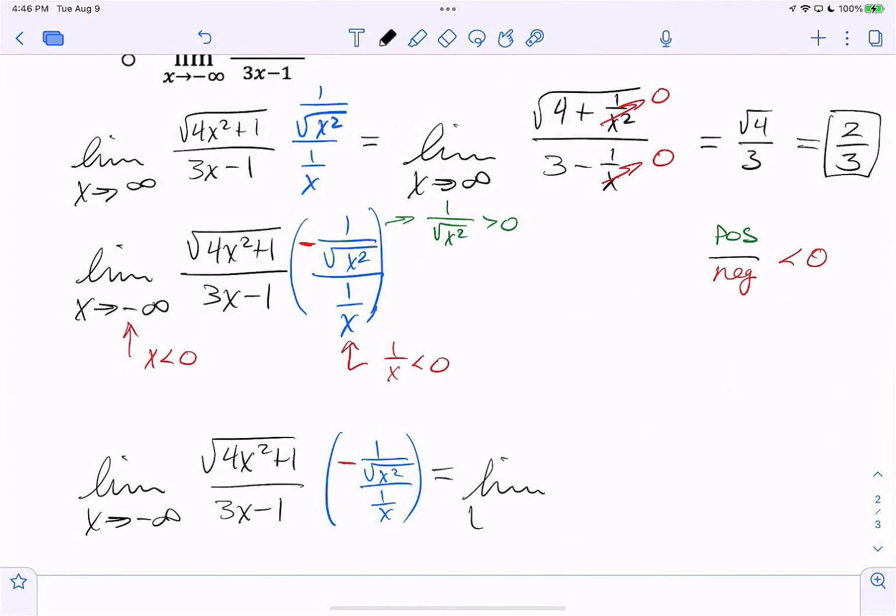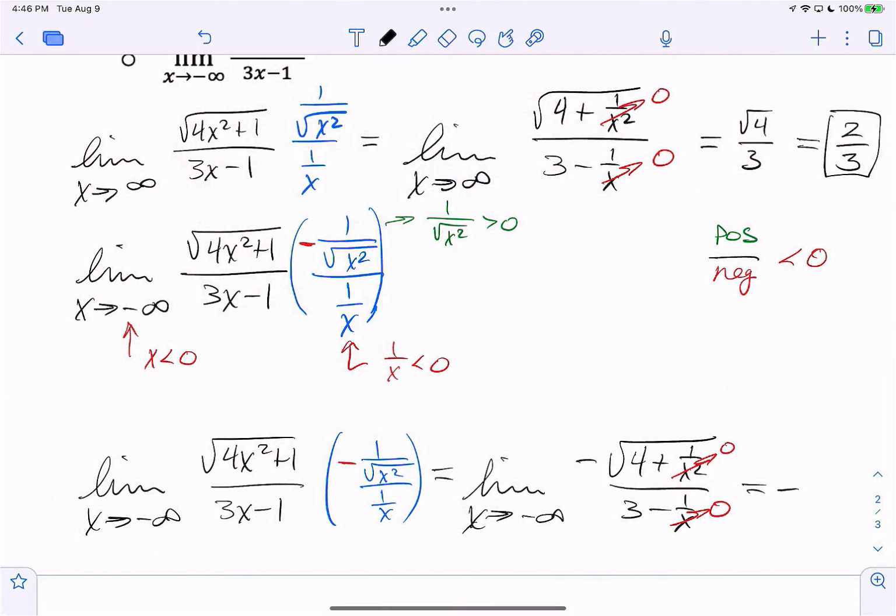We have the limit as x approaches negative infinity of the negative of the square root of 4 plus 1 over x squared divided by 3 minus 1 over x. As before, those terms that have x in the denominator are going to go to 0, and we end up with a negative 2/3 this time. That should make sense. The original expression here had a square root in the numerator, so is positive, and then a 3x minus 1 in the denominator, and so would be negative, so this should have a negative answer.